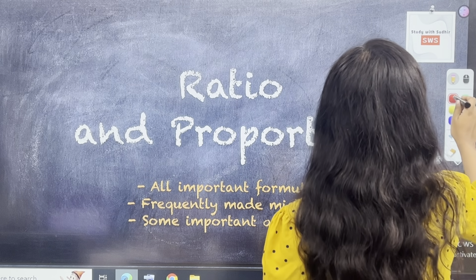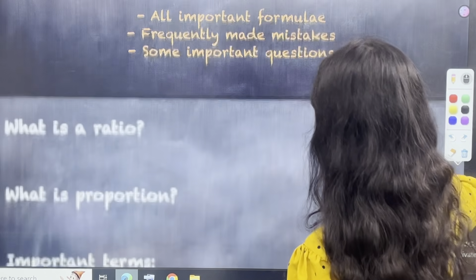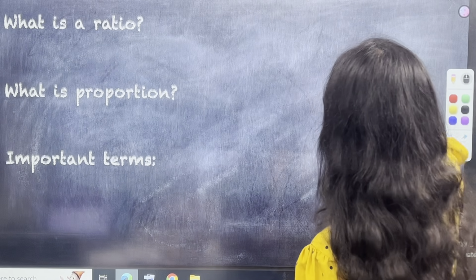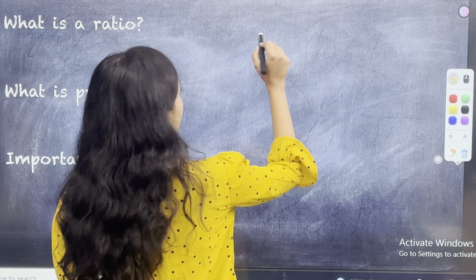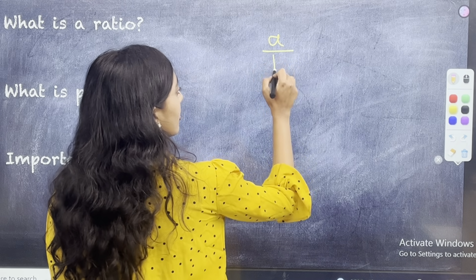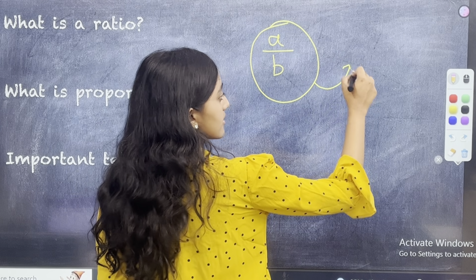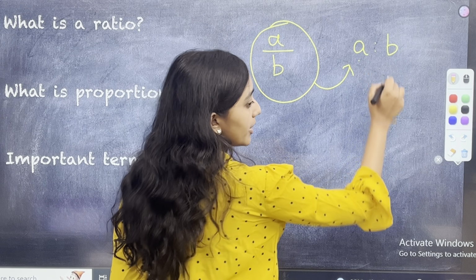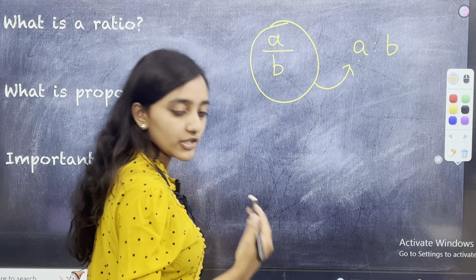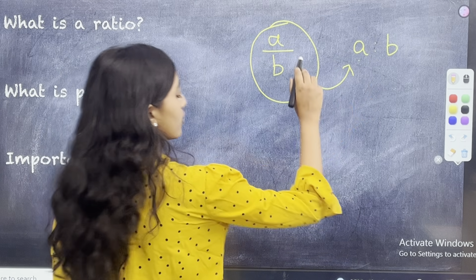So, what do you know about ratio? Ratio is basically a fraction, right? You already know from when you were in class 3 or 4 that a fraction is one which has a numerator and a denominator. This same fraction, when it is expressed as A is to B, the numerator is to denominator, it is known as a ratio. Okay, it does not have any units.